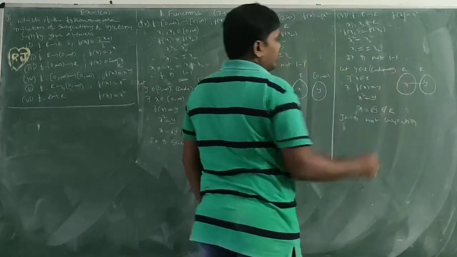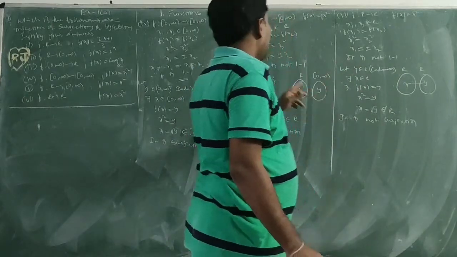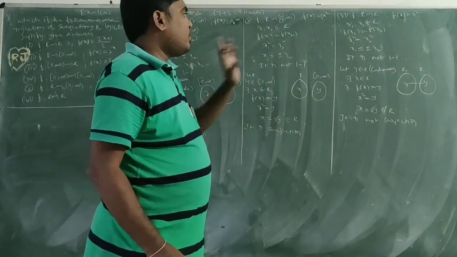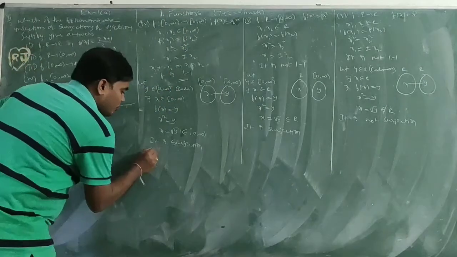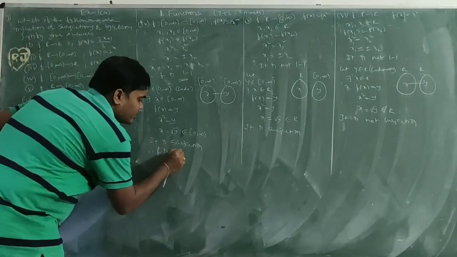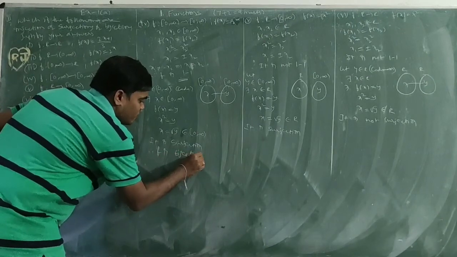So this function is neither one-one nor onto. This function is onto but not one-one. This function is one-one and onto. Therefore, f is bijection.